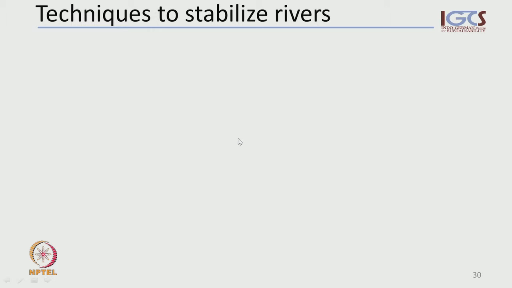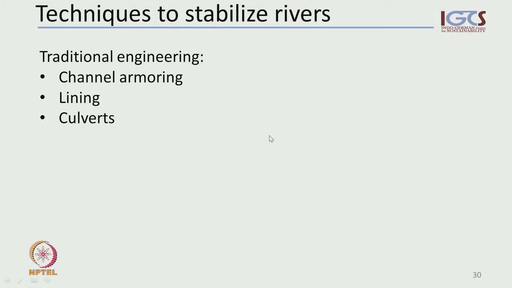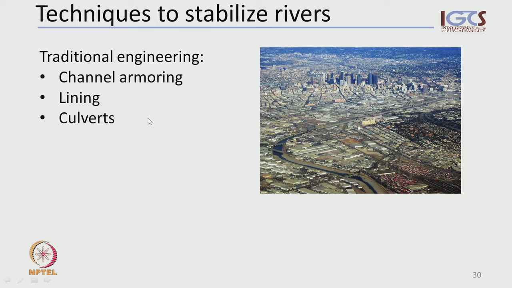Now, what are the techniques to stabilize a river? There are traditional engineering fields dealing with this. We used to apply channel armoring. We are lining our systems so that water cannot infiltrate into the soil or leave the canal. We use culverts, and the usual picture of an urban environment with a river would be something like this.